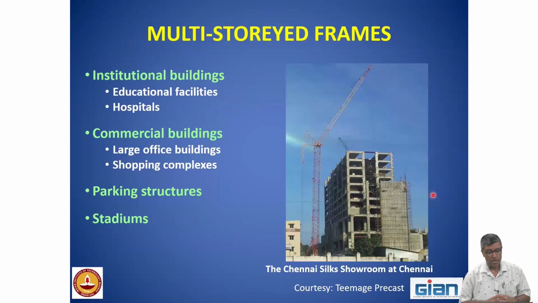The next type is the multi-storied frames. Today you saw the construction of this, which Professor Jaya was showing, the Chennai Silk building. Those who are not from Chennai, just to tell you, Chennai Silk is a major silk outlet, but they have also gone into construction, and their construction wing is called Timage Precast. Now, multi-story frame buildings are suitable for institutional buildings, which can be educational or hospitals. Even commercial buildings are fine because you get open column-free space, shopping complexes, parking structures, and stadiums.